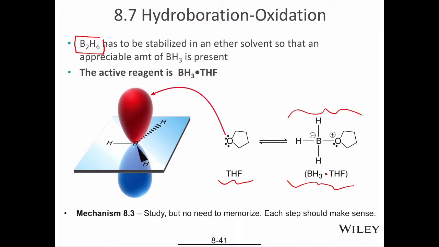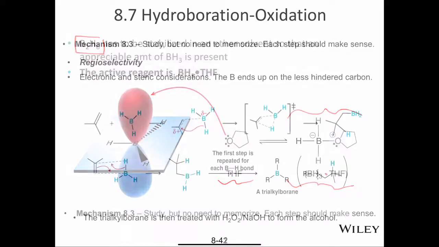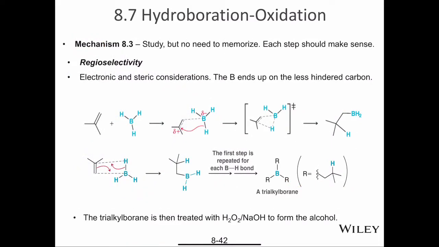I won't ask you to draw the mechanism for hydroboration-oxidation, but each step should make sense to you. The mechanism of hydroboration-oxidation is mechanism 8.3 in our book. You should study it, but no need to memorize it. All of the steps should make some kind of sense to you. And you should take a look at the regioselectivity and both the electronic and steric considerations.